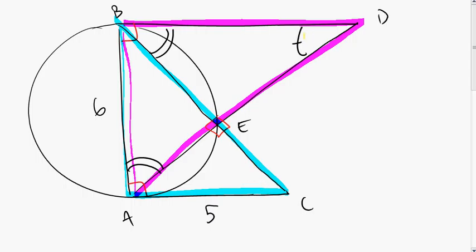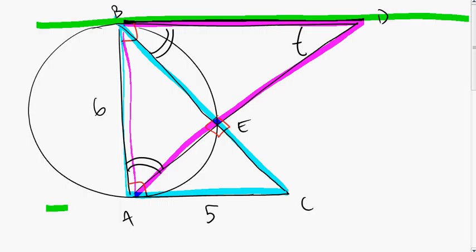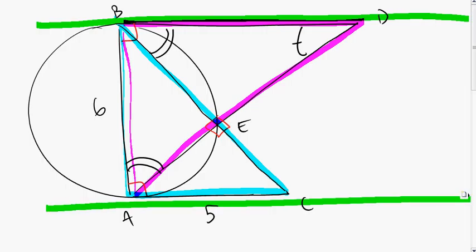Angle C? Angle C is congruent to angle. Is it? Why? Angle C is congruent to another angle that we can find out. Mm-hmm. Naomi? Well, since DBA and CAB are right angles, does that mean that BD and AC are parallel? So these lines have to be parallel because of the right angles.